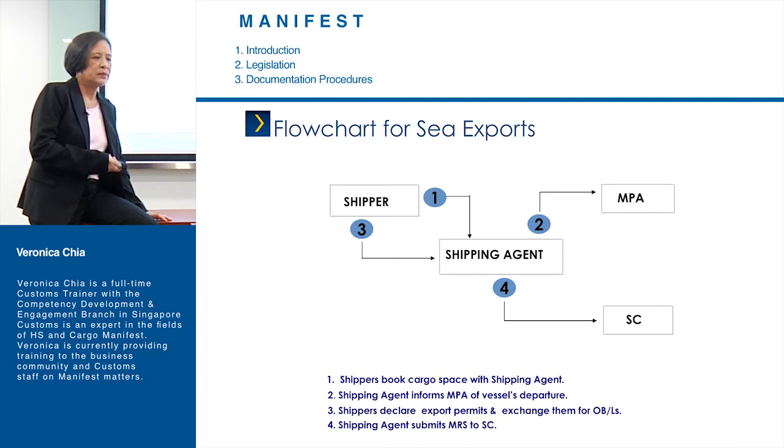After that, the shipper will go and declare an export permit in order to export out the goods. They will go and give it to the shipping agent, in exchange for a bill of lading. With all the documents collected from the shippers already, the shipping agent will reconcile it against their cargo manifest and submit an MRS to Singapore Customs. So that is the flow.